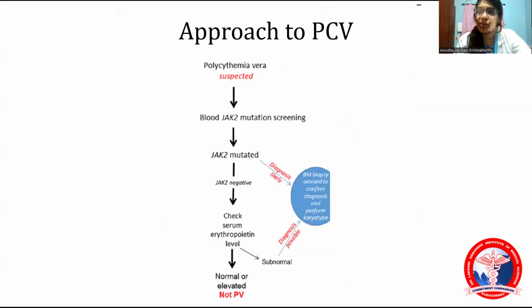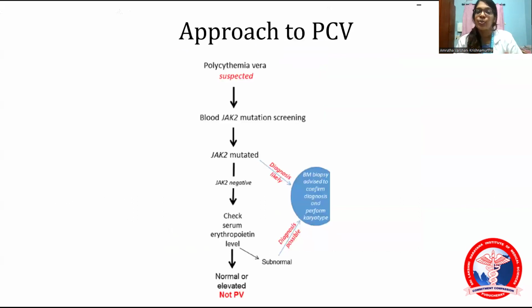So how do we approach a patient with polycythemia vera? Initially what we saw was just generalized polycythemia. Here we are seeing how to approach a patient with polycythemia vera. Once polycythemia vera is suspected, the first thing that we do is a JAK2 mutation test.